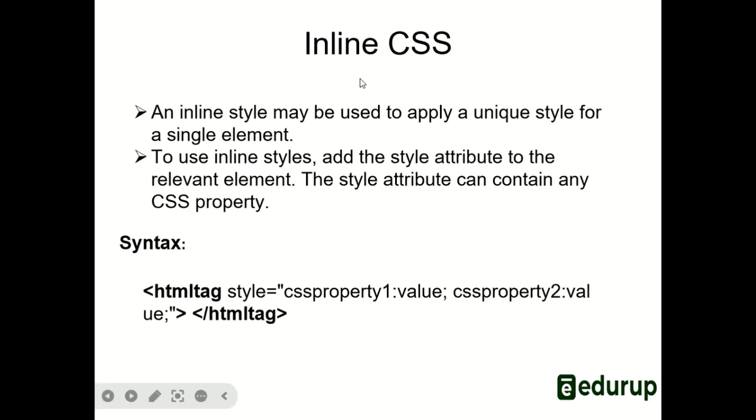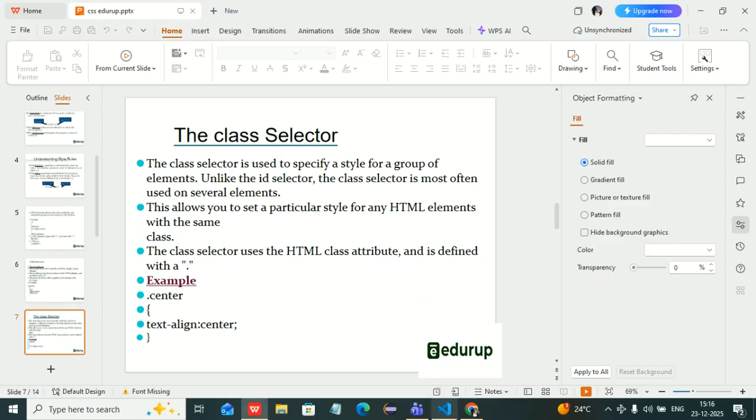Okay, how will the inline CSS be applied? An inline style may be used to apply a unique style for a single element. To use inline styles, add the style attribute to the relevant element. The style attribute can contain any CSS property. The syntax given in the HTML tag is style, the property you have to use, then give the property name and value. I'll just show you, don't worry.